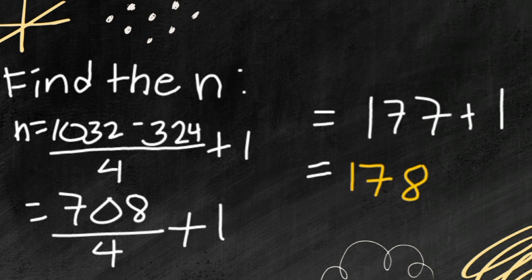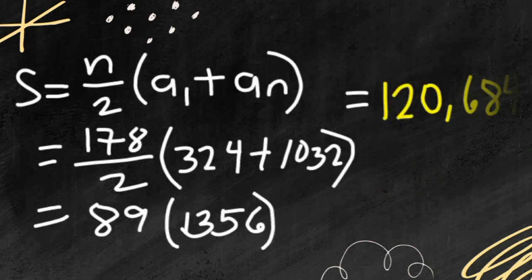So 1032 minus 324 is 708, and divided by 4 is going to be 177, and add 1, which is going to be 178. Now that we have 178 as our number of terms, we'll move on to finding the sum, which is going to be the number of terms divided by 2, multiplied by the first term plus the last term.